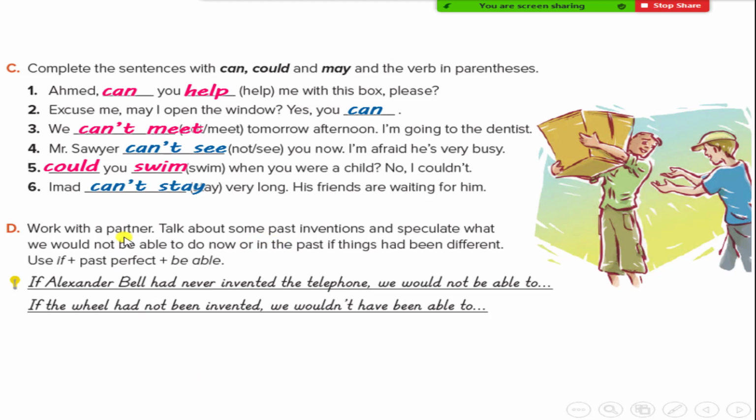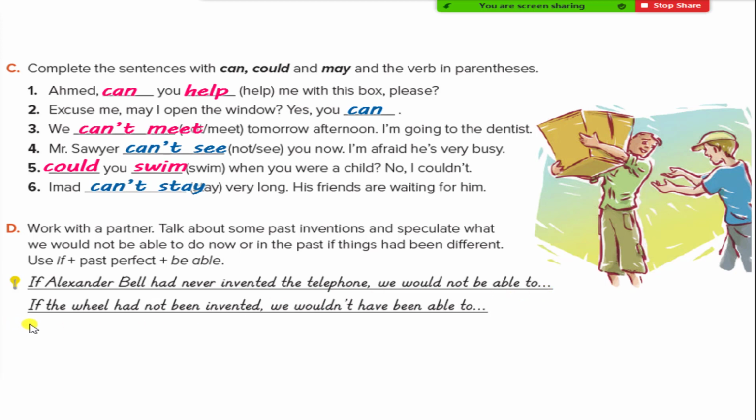Exercise D. Work with a partner, talk about some past inventions and speculate what we would not be able to do now or in the past. If things had been different, use if plus past perfect plus be able. For example, okay, Ayman? If Alexander Bell had never invented the telephone, we wouldn't be able to communicate with our relatives or friends. Very good. Thank you, Ayman.